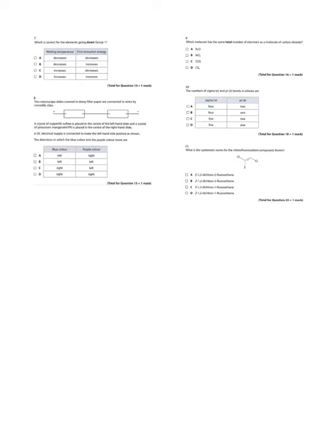Okay, for the next one, which is correct for the elements going down group 1, you've got melting temperature and first ionisation energy there. As you go down the group, those electrostatic forces between the ions and the electrons are decreasing because of the charge density decreasing, and that also means that the electron is further away from the nucleus and easier to remove. So it's A.